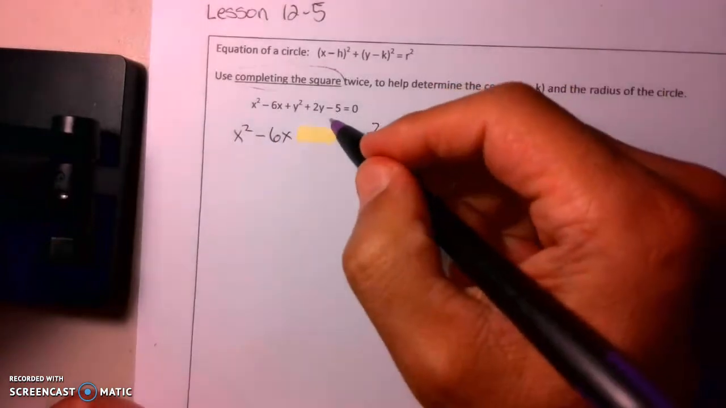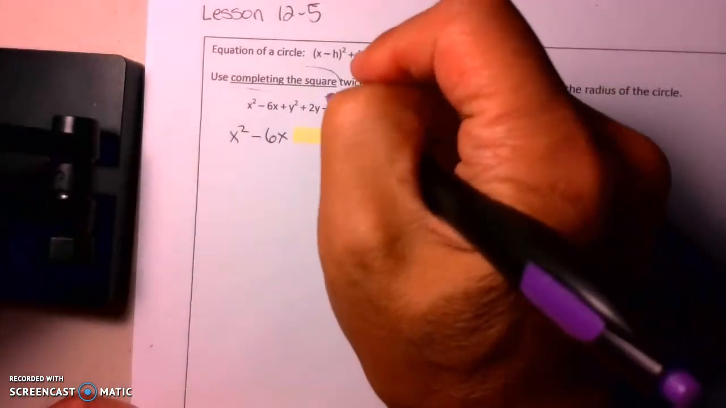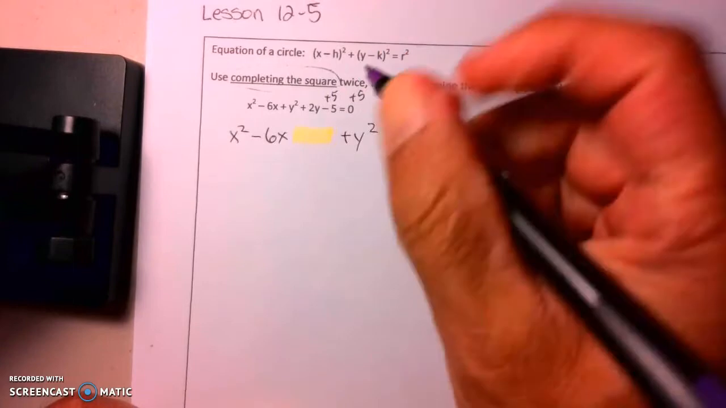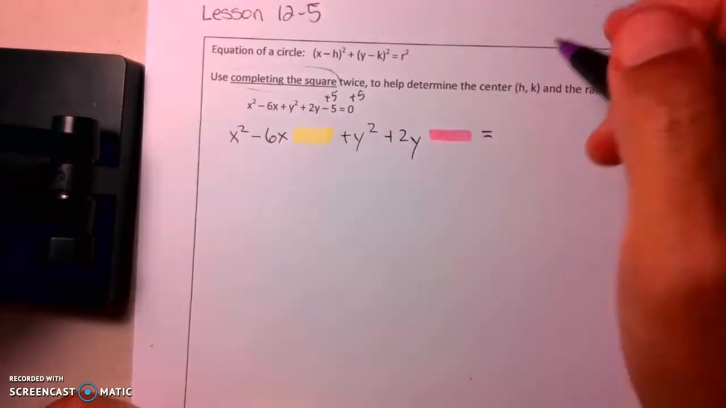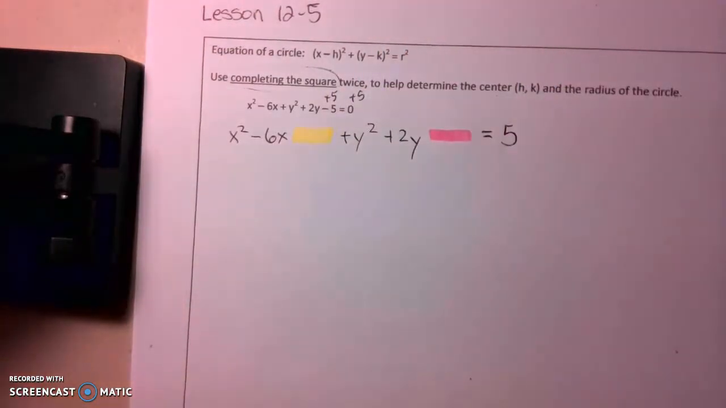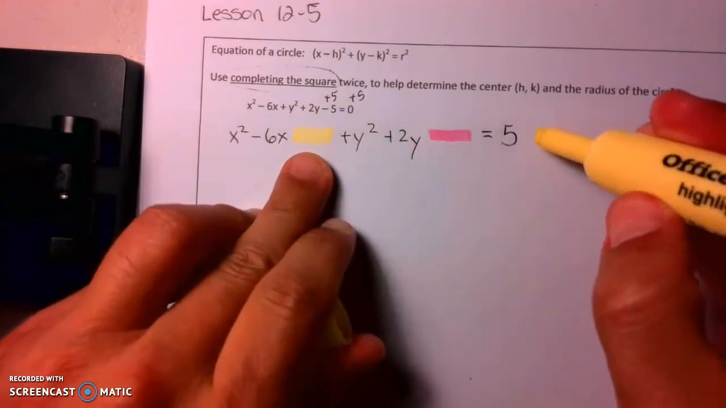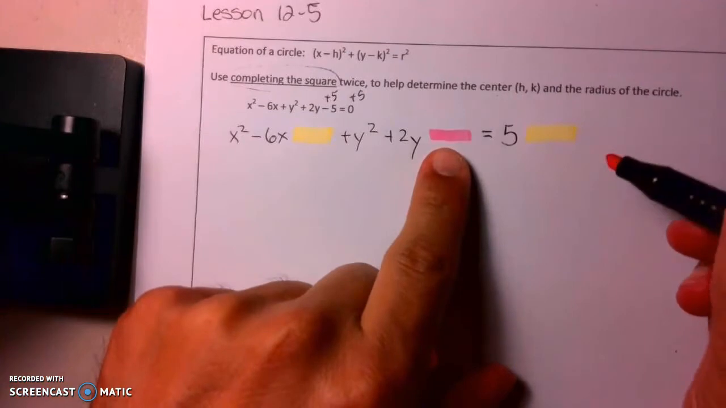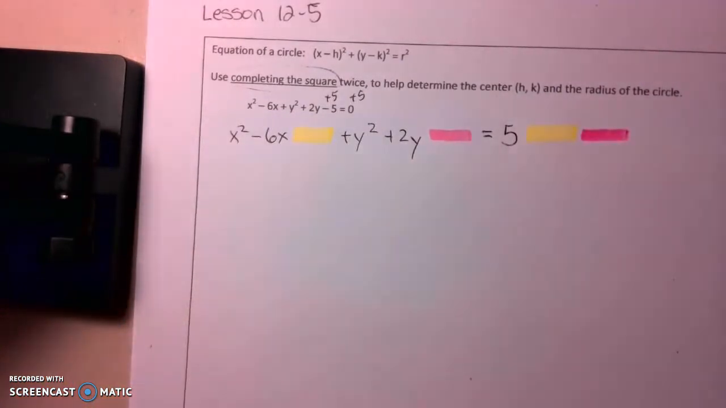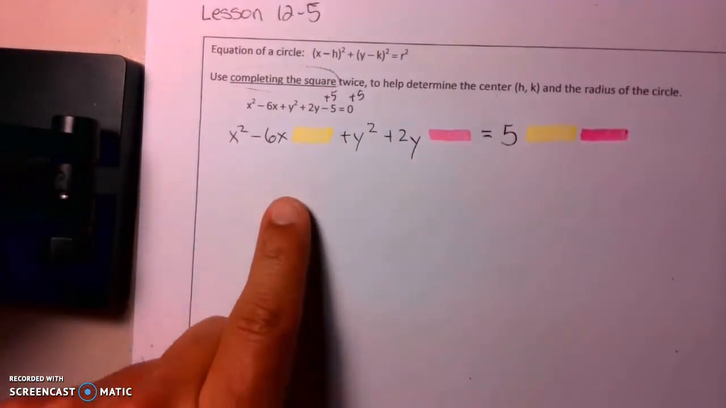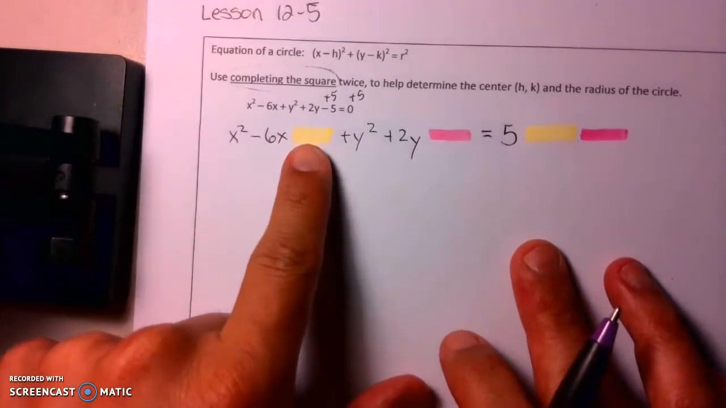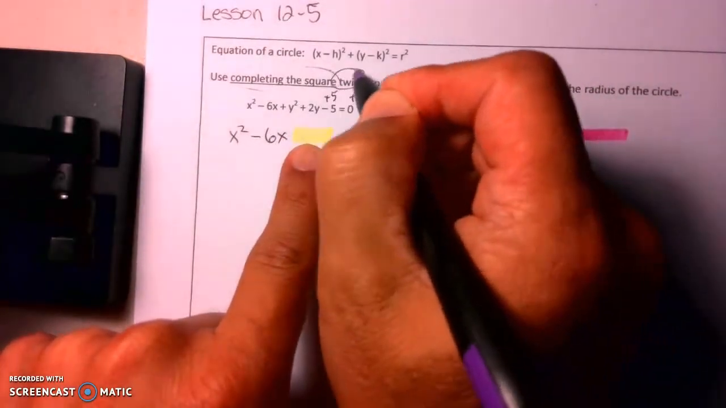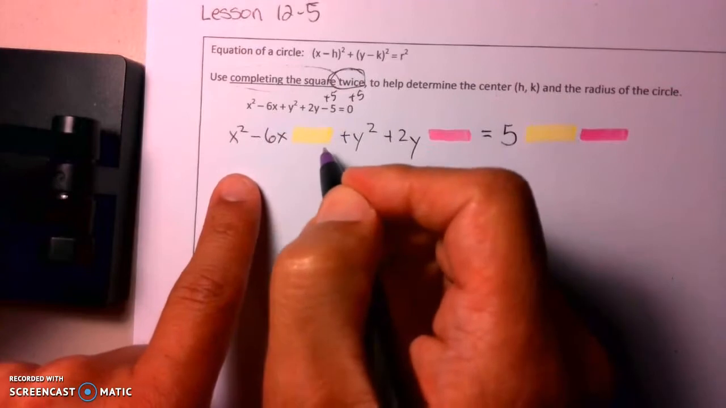Now this -5 here, we don't really need it, so we're going to add it to the other side of the equal sign. So 0 plus 5 is 5. And whatever we add here in yellow, we need to add on the other side of the equal sign. Whatever we add here in pink, we also need to add to the other side. So I'm setting myself up to figure out the c values. I'm going to do completing the square twice, one for the x, one for the y.